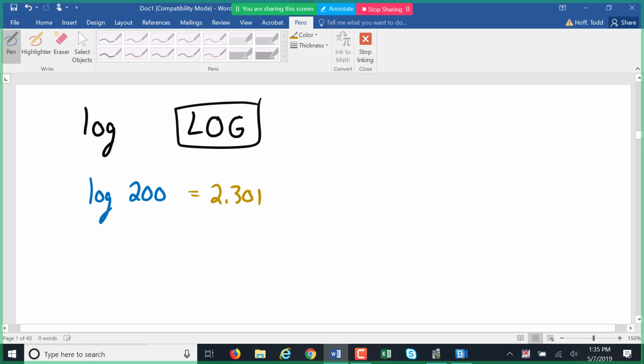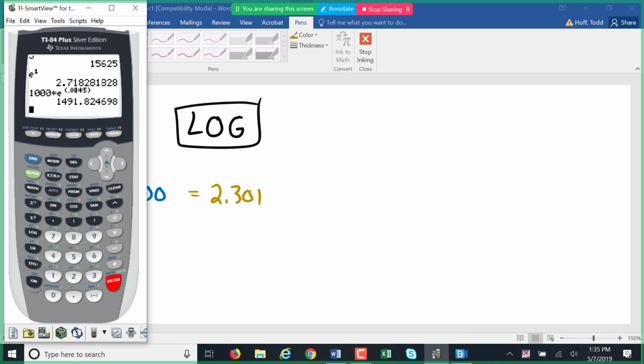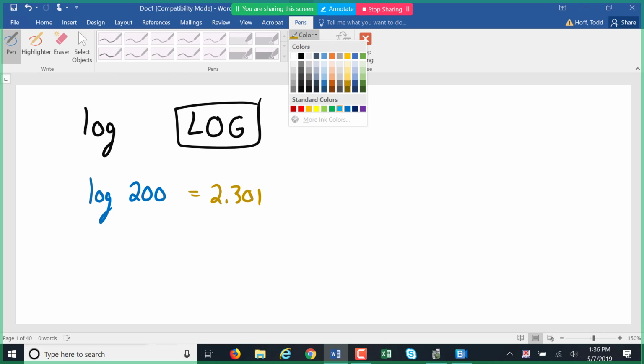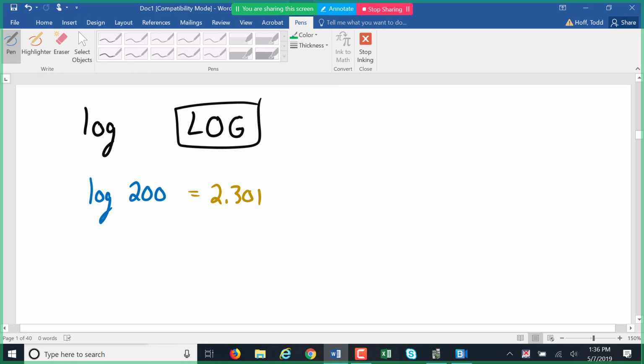Did you get 2.301? You got it. Log 200. You don't have to close the parentheses, but it's good practice to get into. 2.301. Have you guys try to beat me to this one? Log of 4,000. 3.602?